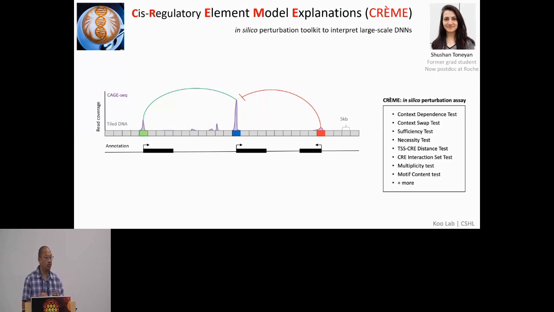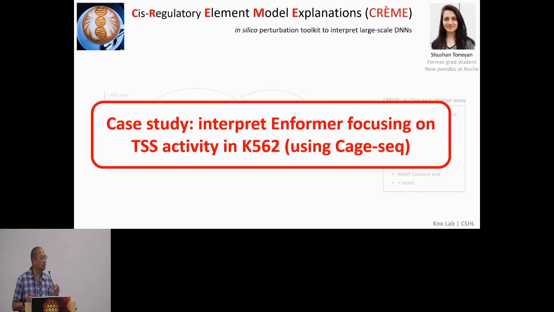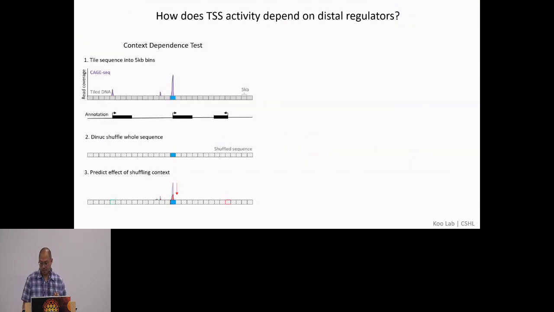But as the number of perturbations grows, the combinatoric perturbation design space grows exponentially, so it can be challenging to interpret the results of those perturbations. So what we've done with CREME is we designed a suite of different types of perturbation experiments from which you can take away precise claims about certain aspects of gene regulation. And I don't have time to cover them all today. I'm just going to highlight a few. And as a case study, we're going to interpret Enformer, focusing on transcription start site activity, or TSS activity, in K562 cells using Enformer's prediction of a CAGE-seq track.